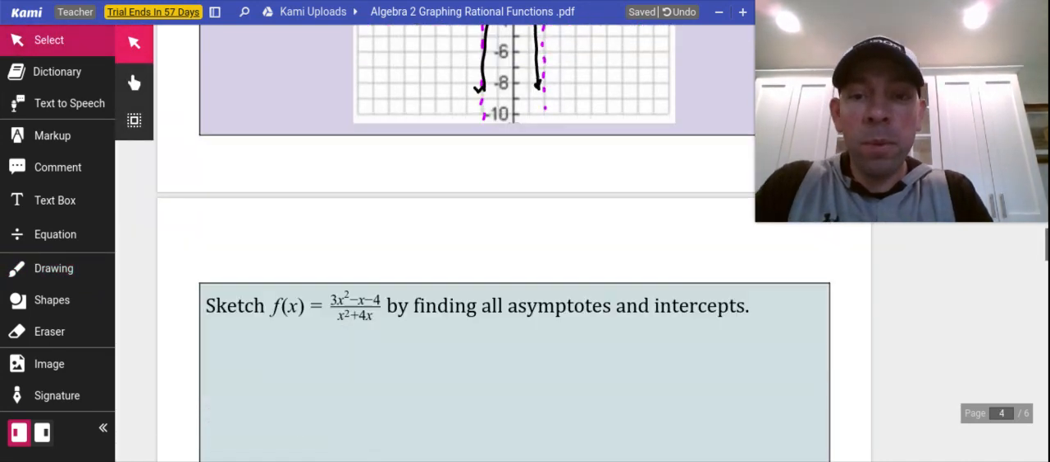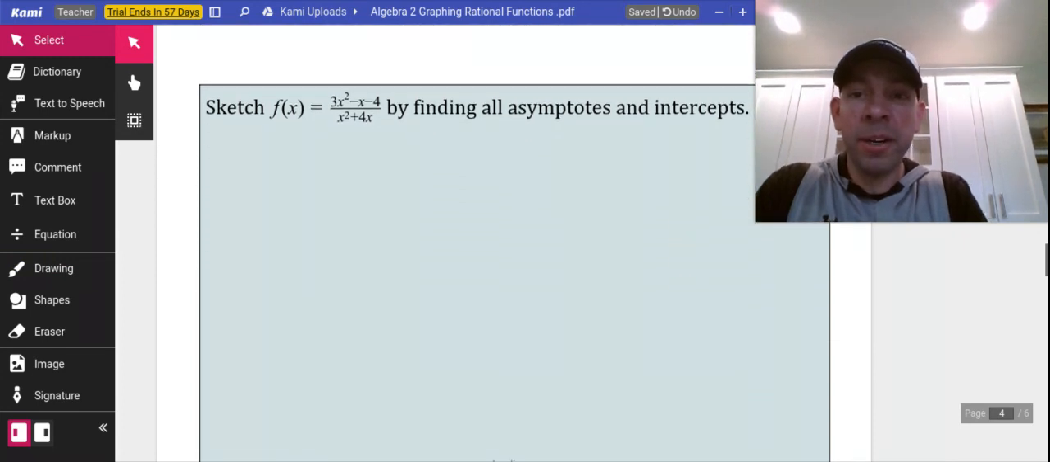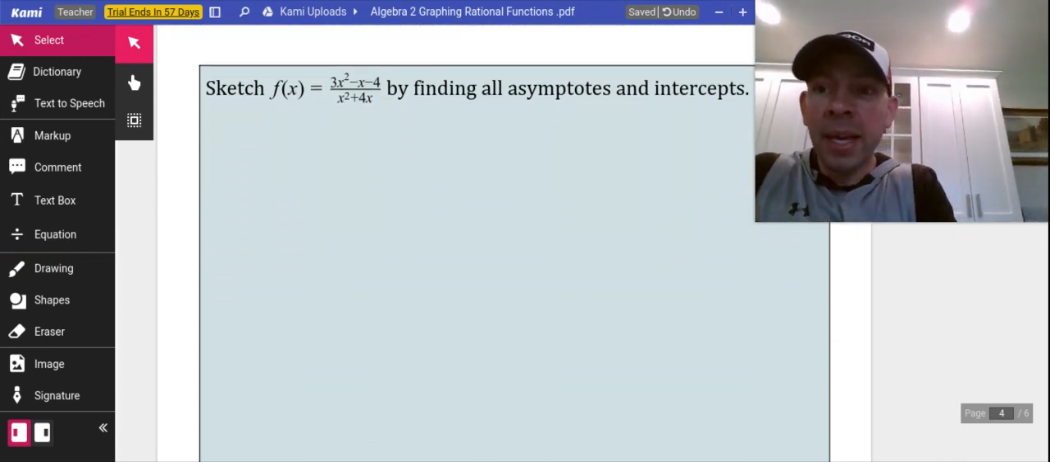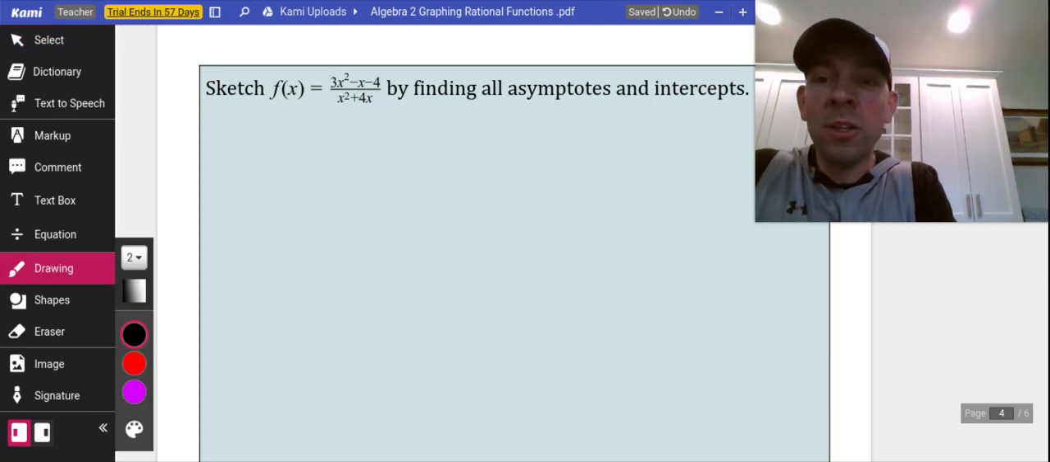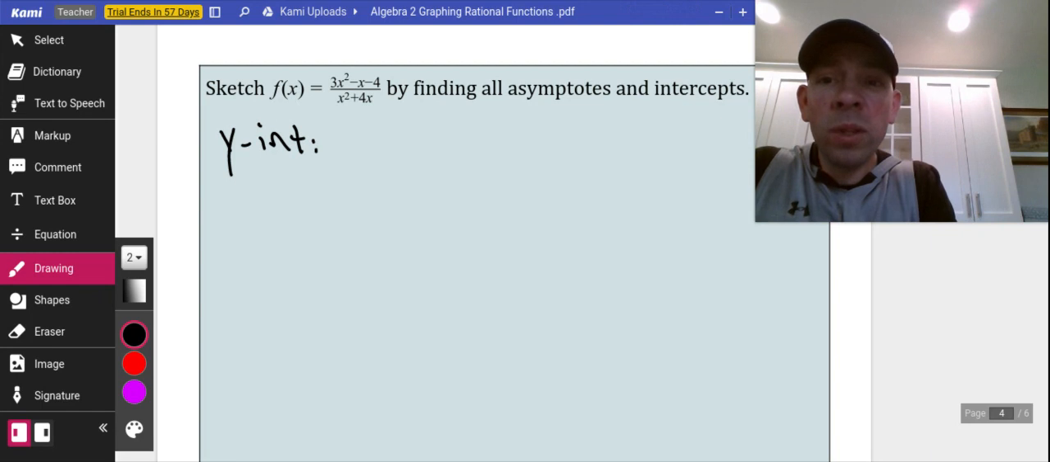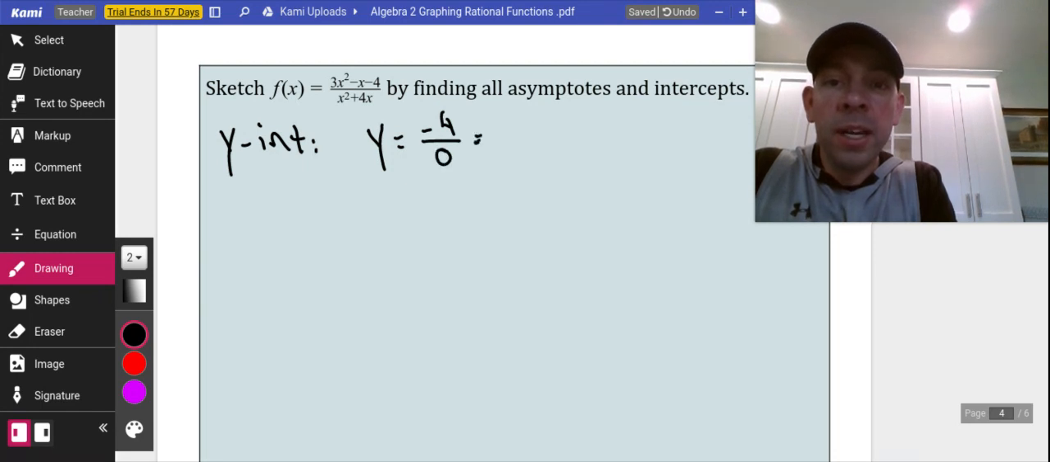I got one more real crazy one. This is going to be a very challenging example, I think. Again, we'll probably pick up the speed just a little bit. For the y-intercepts, we'll let x equal 0, and that's going to give me y equals negative 4 over 0. In other words, it does not exist. There are no y-intercepts.